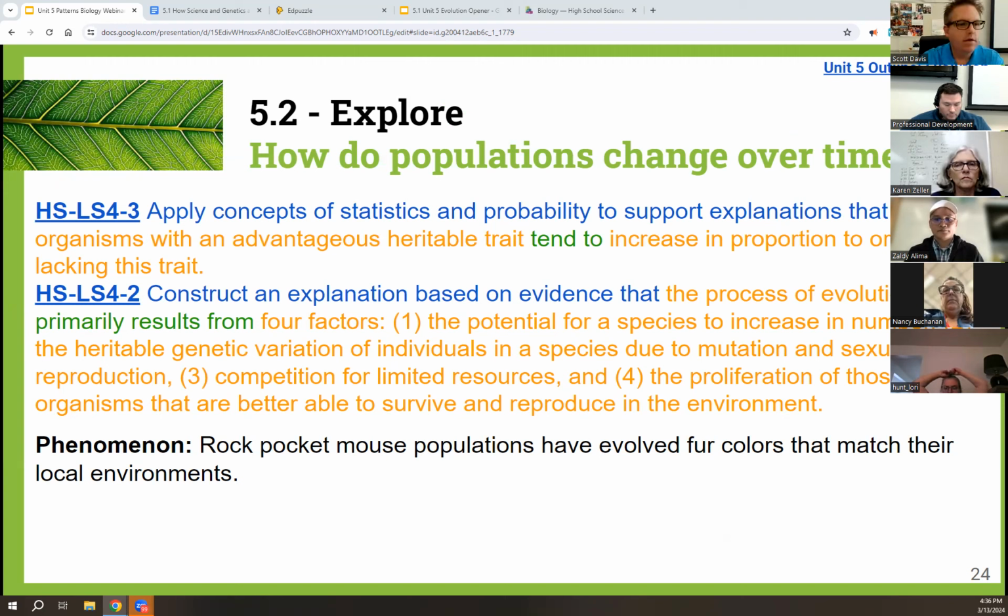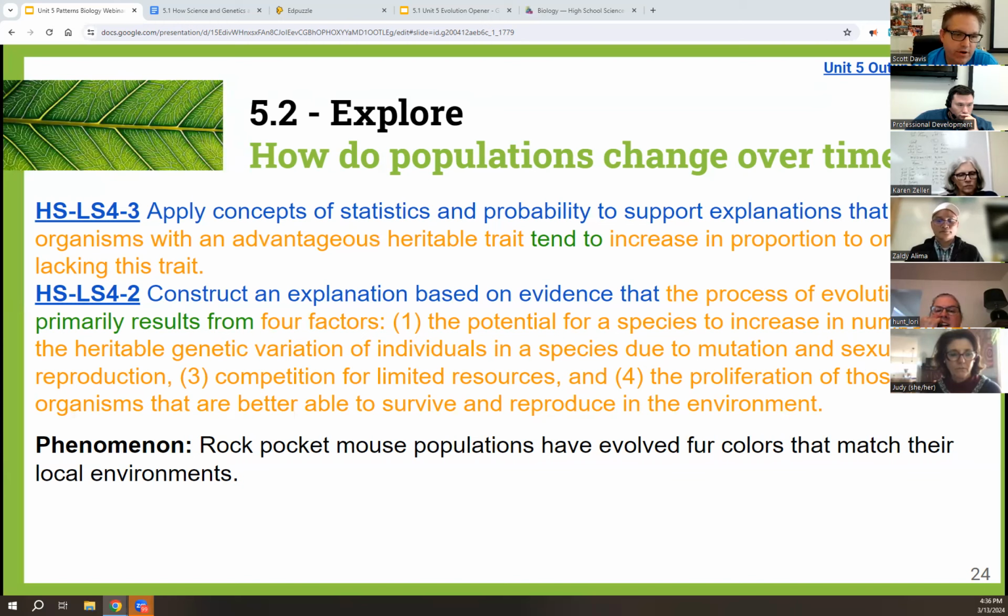All right. So this one, moving into 5.2, focuses on how actual populations change over time. It's really when they first start exploring what is natural selection, what are some of the factors associated with natural selection, and if we have an example, how can we determine if it's natural selection or not?